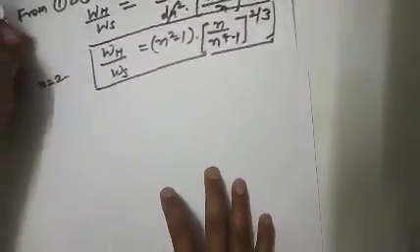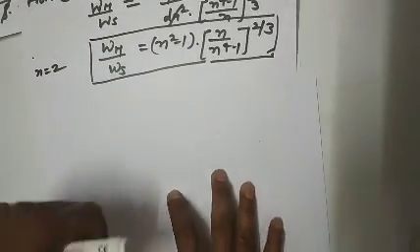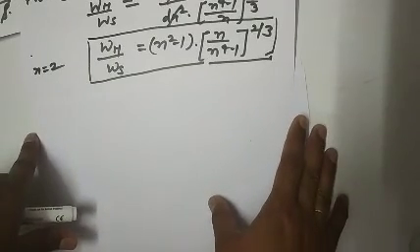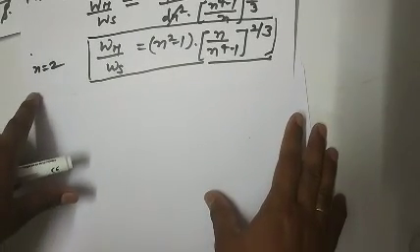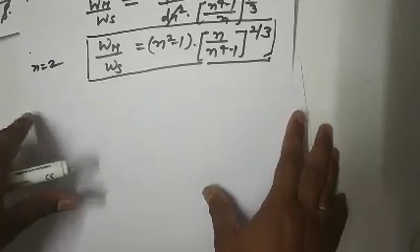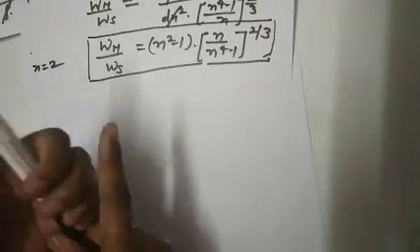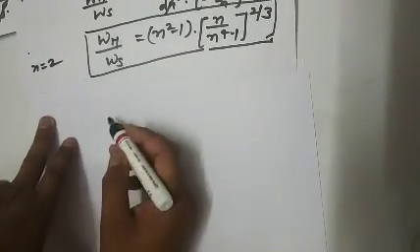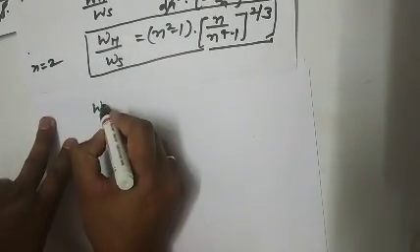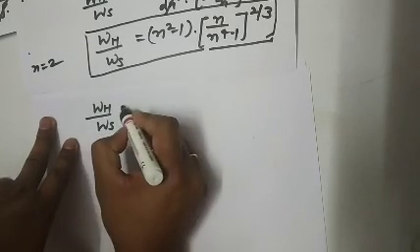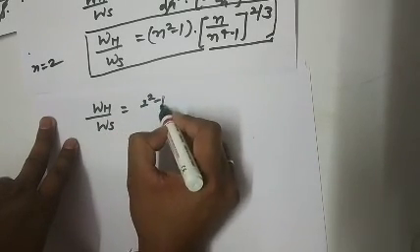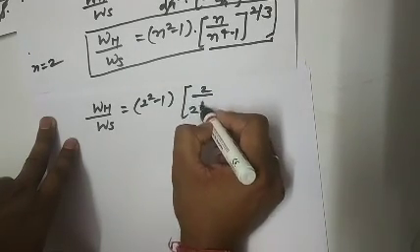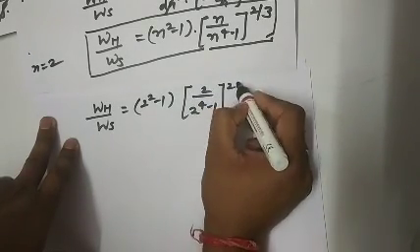When we put the value of n equal to 2, n should always be greater than 1. It should not be less than 1, right? It can be 1.5 or 2. So we are considering the whole integer value of n, that is n equal to 2. Then the value will be w h upon w s equal to (2 square minus 1), right? And here it will be 2 upon (2 to the power 4 minus 1) and 2 by 3.